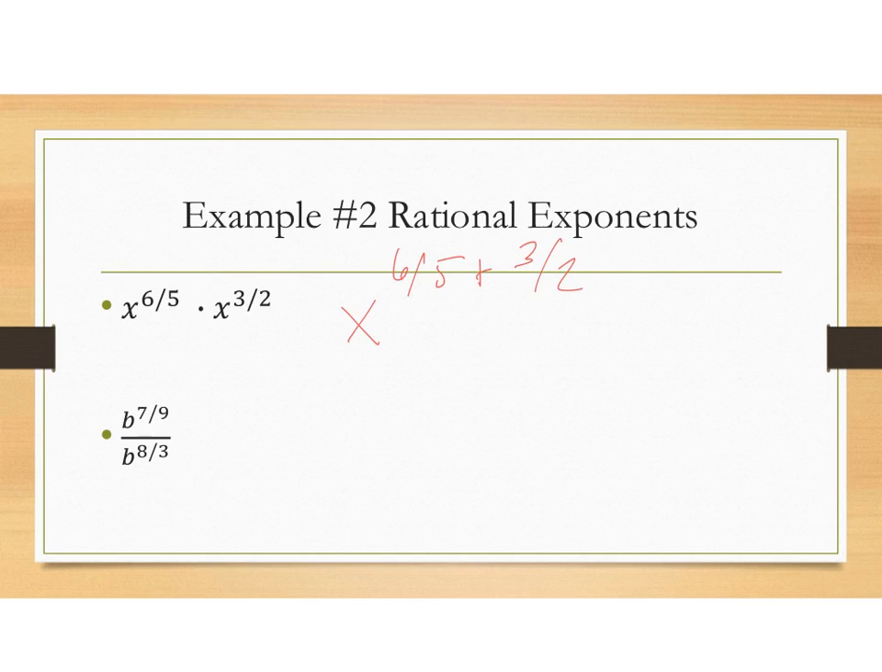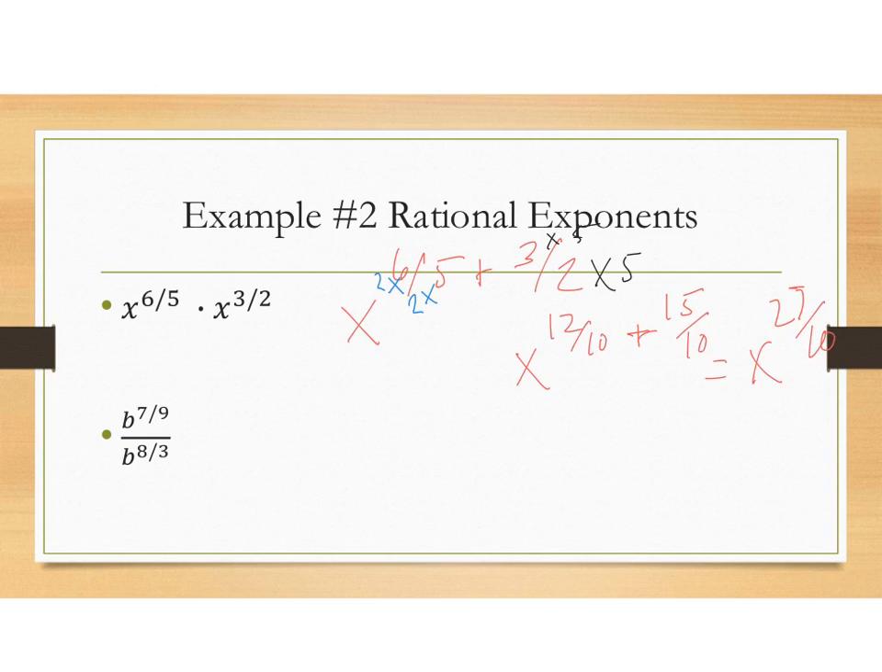Well, for adding, subtracting fractions, we need a common denominator. A common denominator between 5 and 2 could be 10. To make the 5 into a 10, I'm going to times by 2 and times the top by 2. For the 2, I can times that by 5 and times the top by 5. So my new fractions are going to be x to the 12/10 plus 15/10. I can add those and my answer will be x to the 27/10.